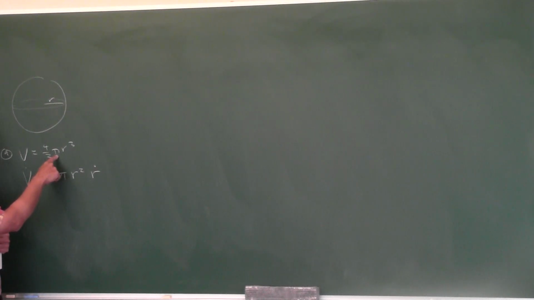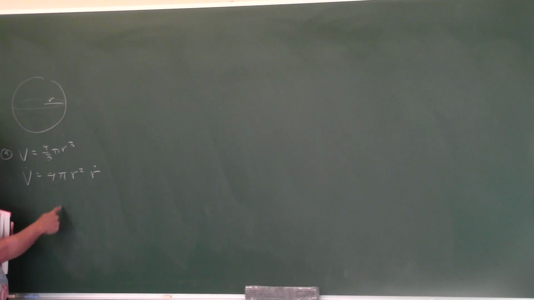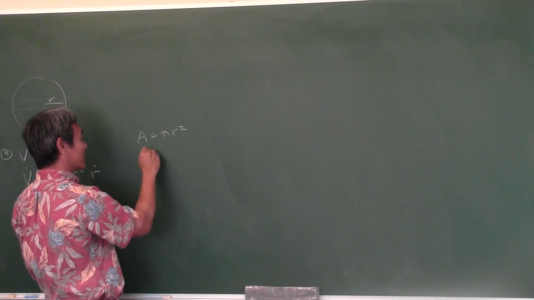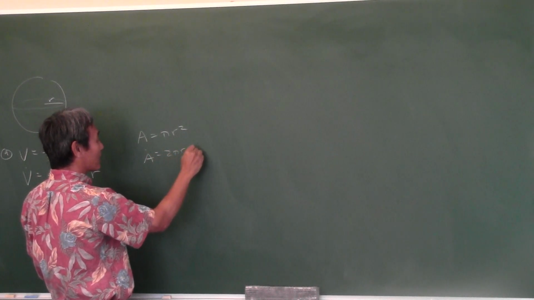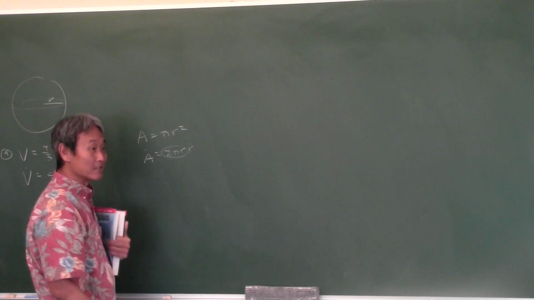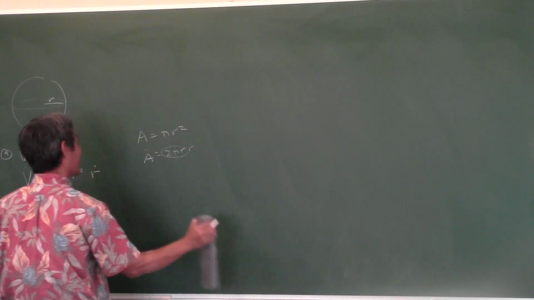Hey, did you guys notice something? When you take the derivative of the volume, you get the surface area. That's kind of a neat thing about spheres and circles. Just like when you have the area of a circle, pi r squared, when you take the derivative, you get 2 pi r dot. That's the circumference. You guys ever notice that? It's kind of a neat thing.